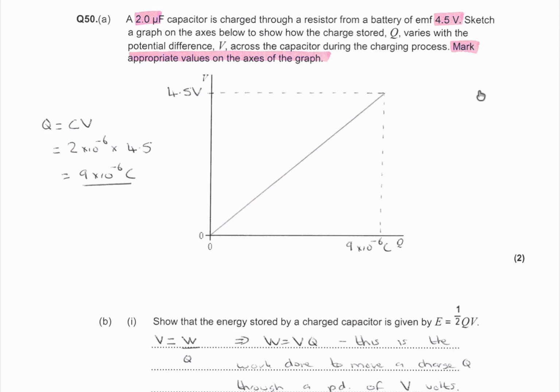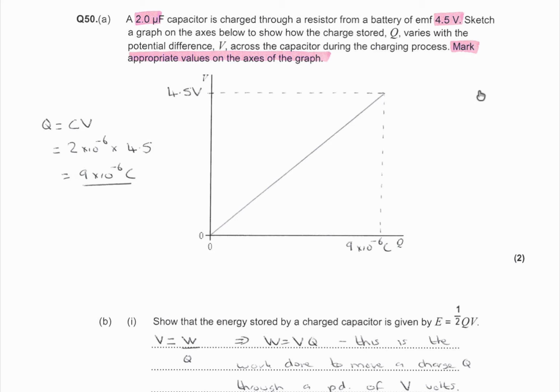This is question 50 of the electric fields and the capacitors homework booklet. So in question 50, what we have is a 2 microfarad capacitor which is charged up through a resistor from a battery which has an EMF of 4.5 volts. We're asked to sketch a graph on the axis that we're given to show how the charge stored varies with potential difference across the capacitor whilst it's charging.